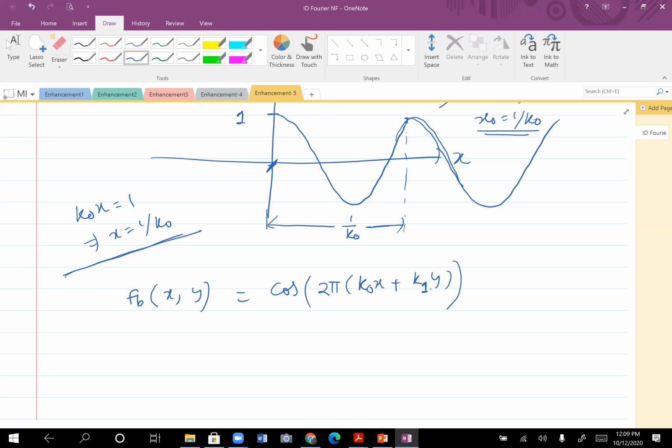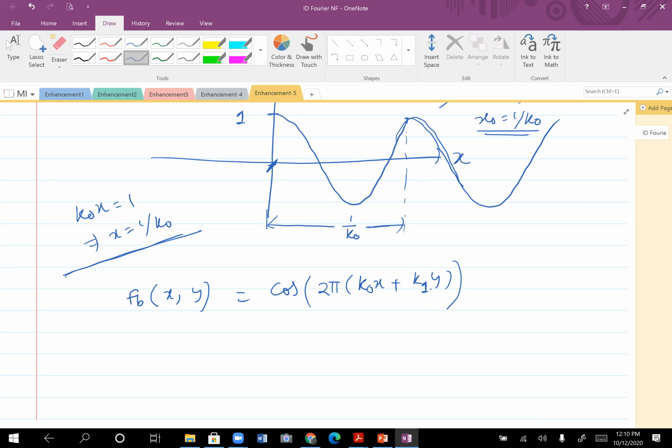Now, is it periodic in x? First question. Assume k naught and k1 are non-zeros, right? Is it periodic in y? No. So is it periodic at least in some direction? Yes. Right. So then how do I compute the periodicity of it? So one is the direction, okay? In which orientation is it periodic?